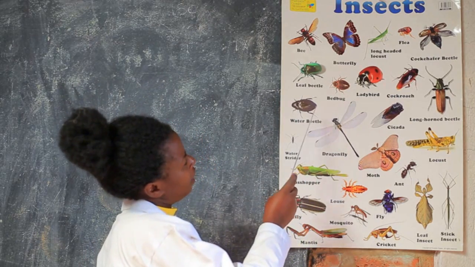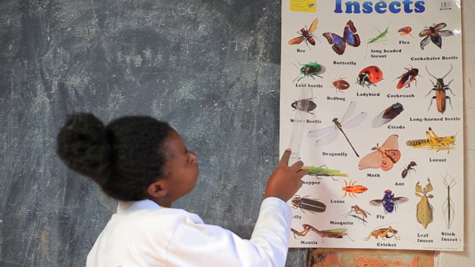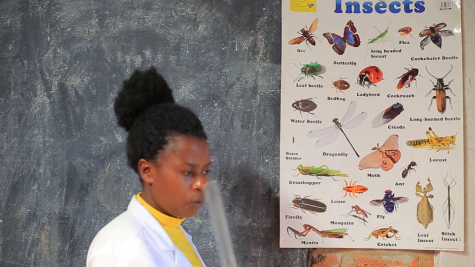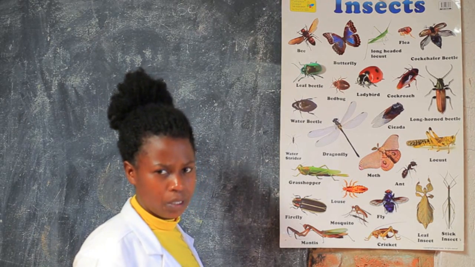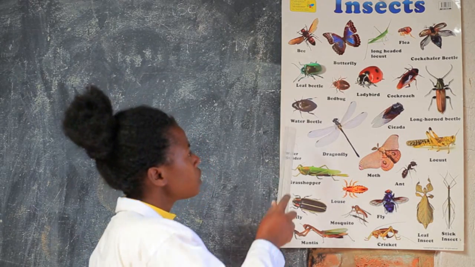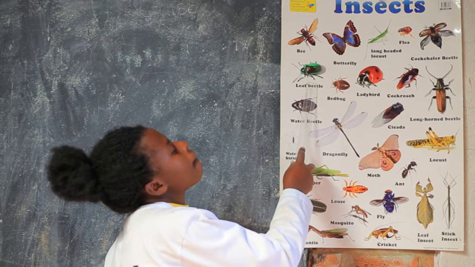So, we have another insect which is called the leaf beetle. It is also found on top of the leaves. It likes eating leaves of the plants, so it is called leaf beetle.